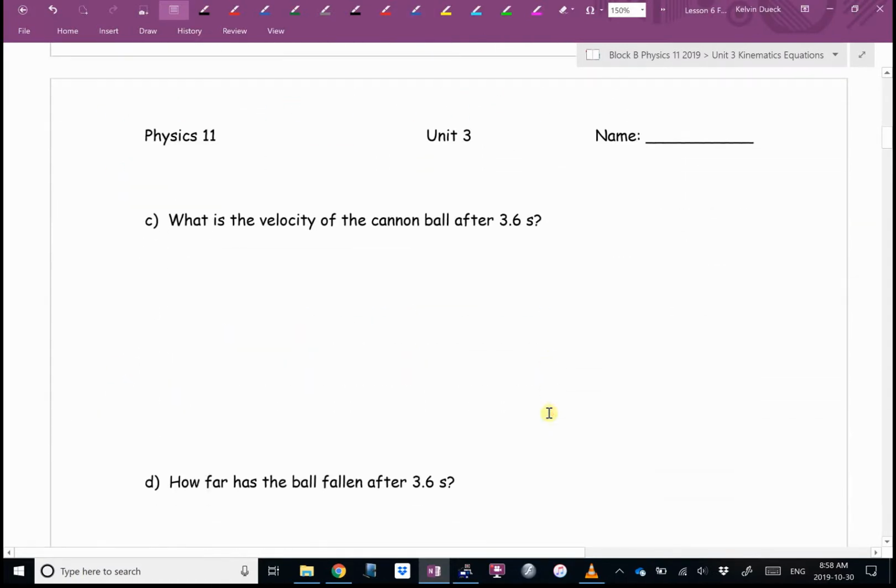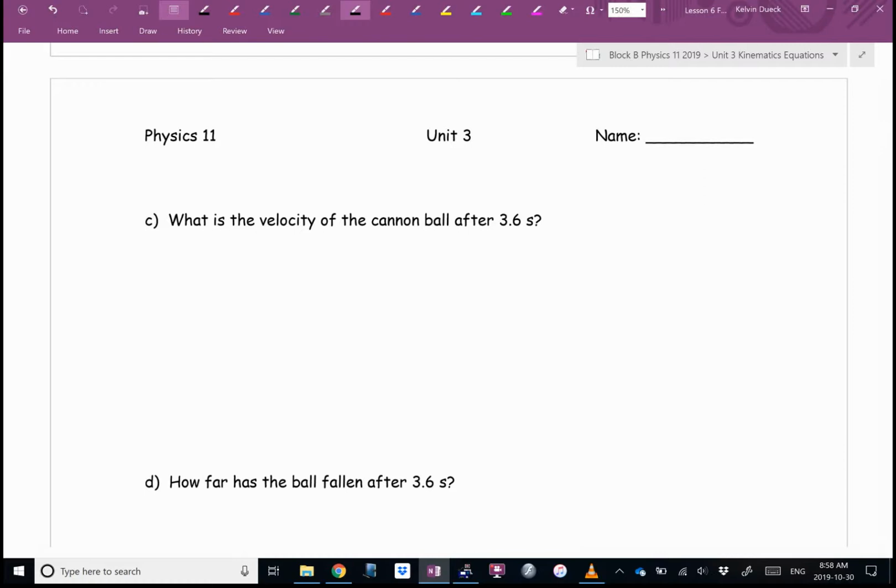Next page. I don't just have to ask you to find the velocity at the bottom. I can ask you to find the velocity anywhere. What's the velocity of the cannonball after 3.6 seconds? Campbell, what's this question asking me to find? Velocity. Which one? Yeah, because what's VI if I dropped it?